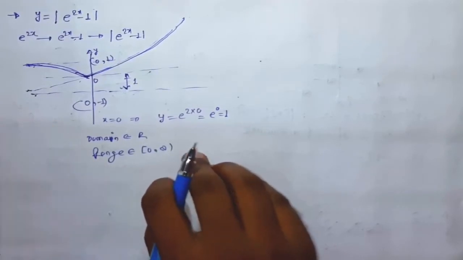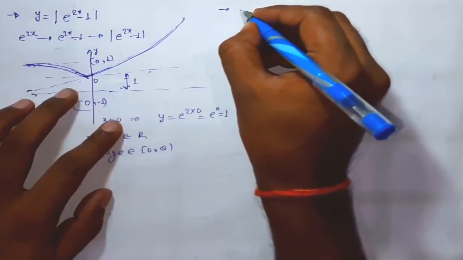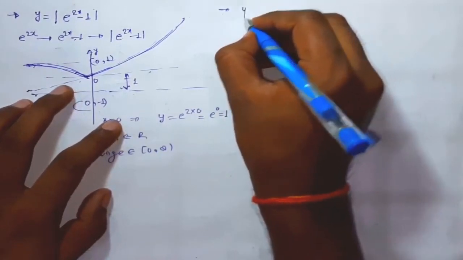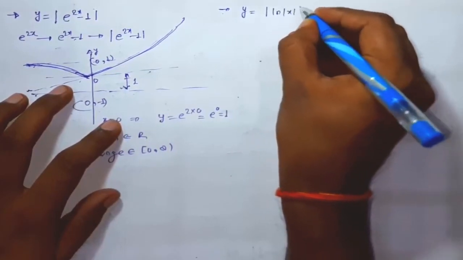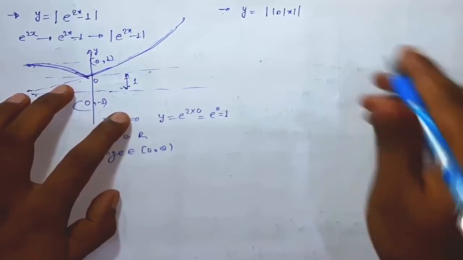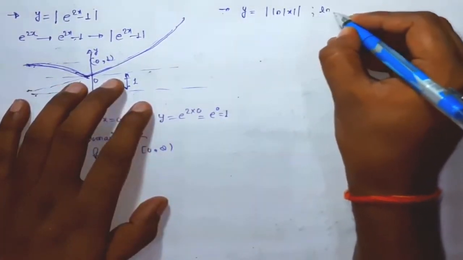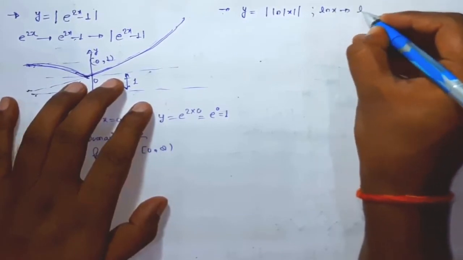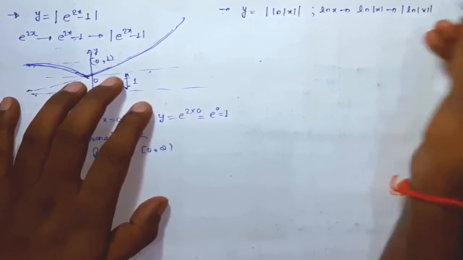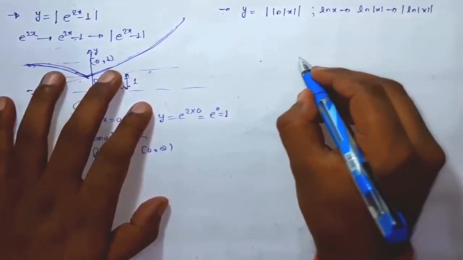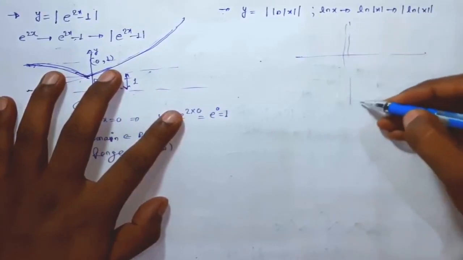Now I'm going to take one more example like y equals mod of ln of mod of x. Okay, to draw the graph of this function, we will follow a step by step approach. Okay, this is ln x, then ln of mod of x, then mod of ln of mod of x. Okay, how will we draw the graph of this function? We will simply draw the graph of ln of x first. This is the graph of ln of x.